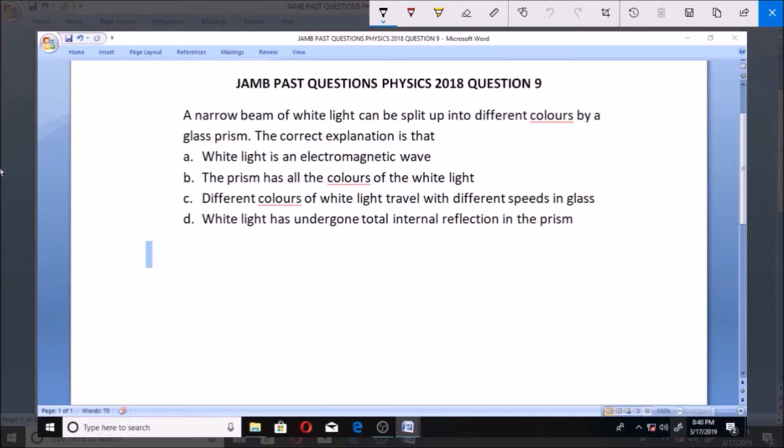Now, for you to understand it, you need to understand some technical terms or phenomena in white light. Here we're talking about dispersion of white light. What is dispersion of white light? We need to know what dispersion is. For us to understand this, we need to know what refraction, diffraction, internal reflection and those things are. But the phenomenon that goes with this particular case is what we call dispersion.